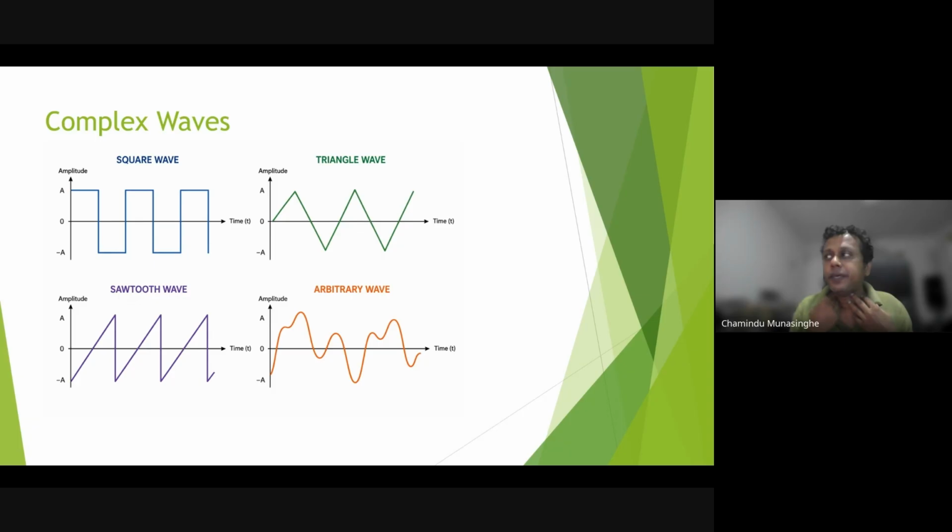If you take speech, when I speak, the shape of the wave that is emitted from my vocal cords is arbitrary, right? The amplitude varies arbitrarily with time, and this is not actually a periodic signal. It changes with what I speak, right? Okay. So I think we have a rough, high level idea about the different types of waveforms.